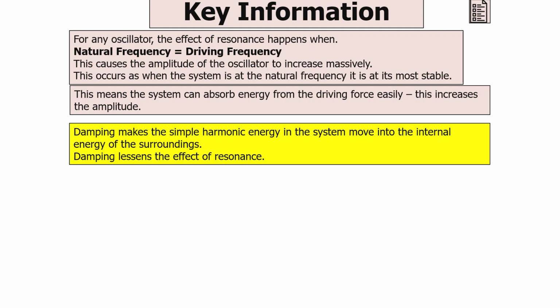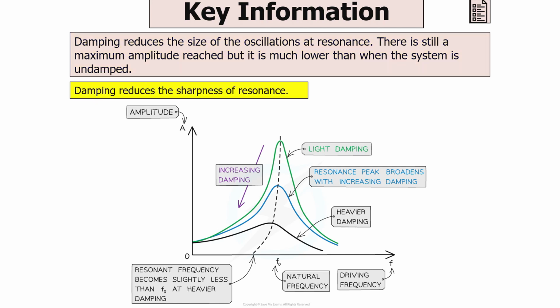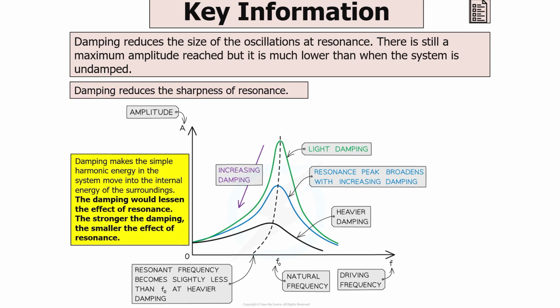This means that damping lessens the effect of resonance. So damping will reduce the size of oscillations at resonance. There's still a maximum amplitude reached, but it's much lower than when the system is undamped. We can also say that damping reduces the sharpness of resonance. So the damper makes the simple harmonic energy in the system move to the internal energy of the surroundings. The damping would lessen the effect of resonance, so the stronger the damping, the smaller the effect of resonance.